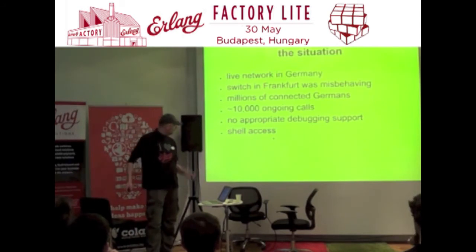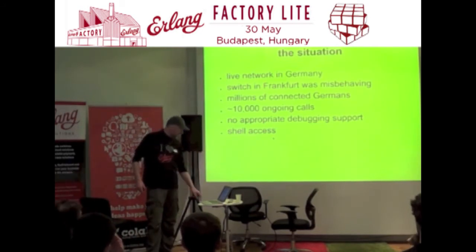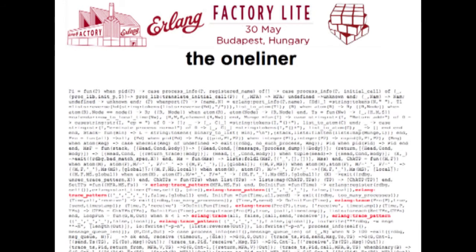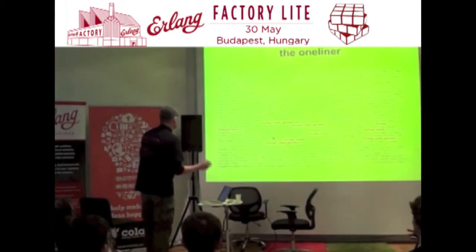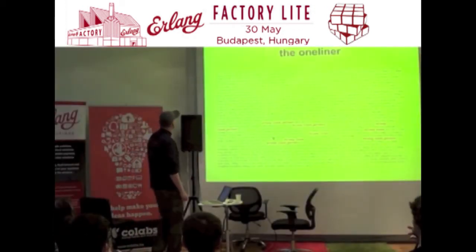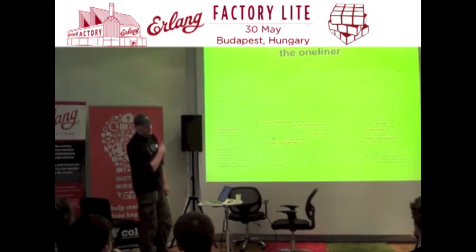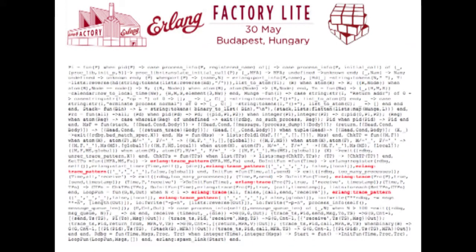I did have shell access this time, so I could log on to it and get a shell. So I wrote this. Since I didn't have an editor, I couldn't load code. I only had a shell, so I had to write stuff in the shell. I wrote this. This is one line, but of course that's just a technicality. It's a built-out version of that code I showed earlier, and you can see it uses trace pattern and trace here and there.